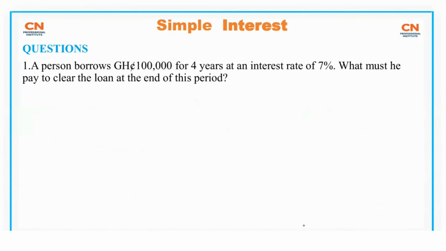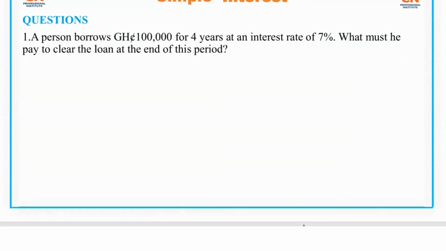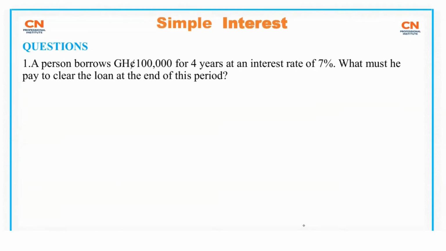Let's try another one. This one is very simple, but don't worry, let's give it a try. A person borrows 100,000 for 4 years at an interest rate of 7%. What must he pay to clear the loan at the end of the period? At the end of the period.